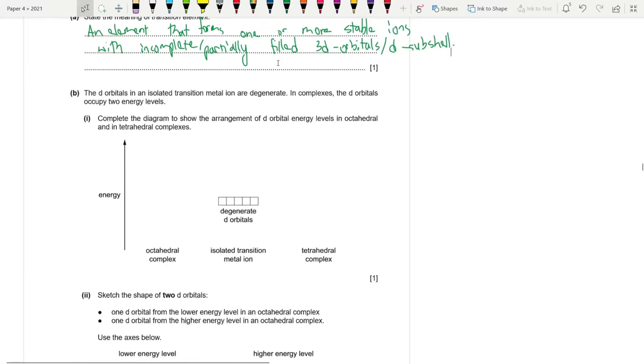The d orbitals in an isolated transition metal are degenerate. This means having the same energy level. In complexes, the d orbitals occupy two energy levels. They are split, right? Ligand field splitting. So let's see what happens.